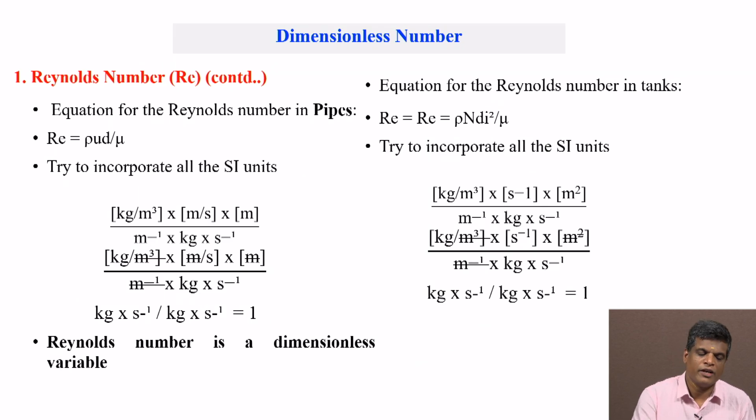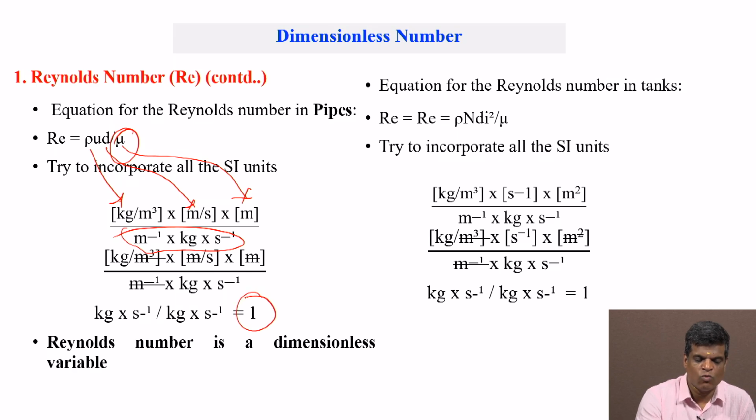If you use all units, it is very simple. The density you can use kg per meter cube, the velocity meter per second. Then, how they are getting a dimensionless number, I just want to show you that d is the diameter in meters, and by the viscosity here you can write kg per meter second. So everything gets cancelled and finally we get 1. What I want to say here is that the Reynolds number is a dimensionless number; there is no dimension here.